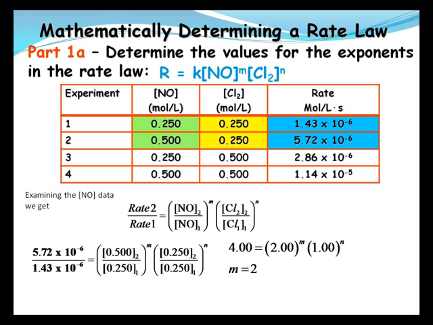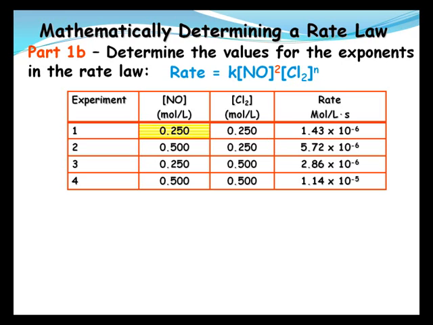So if we put them in, we discover that 4 is equal to 2 to the power m. M turns out to be 2. So then we know it is second order in NO. Likewise, as you move on, we now take a look at sets numbers 1 and 3, for example. The NO is held constant, but the chlorine doubles and the rate doubles. So you would say that because they are the same, it is first order.